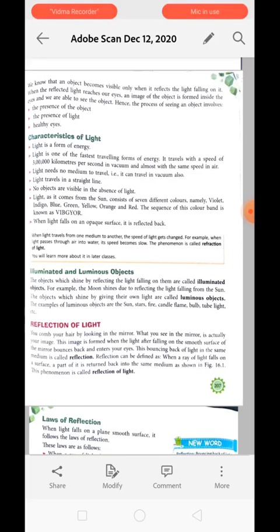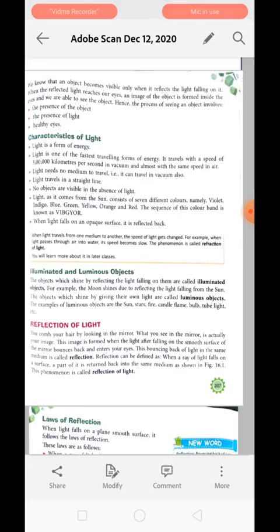Of course, if the object is kept nearby and there is no source of light, you can touch the object, but you will never be able to see it. In the absence of light, everything will appear black. You can feel the object, but you cannot see the object in the absence of light.